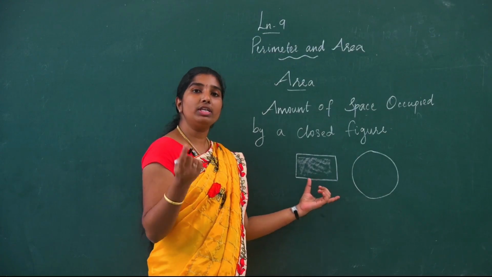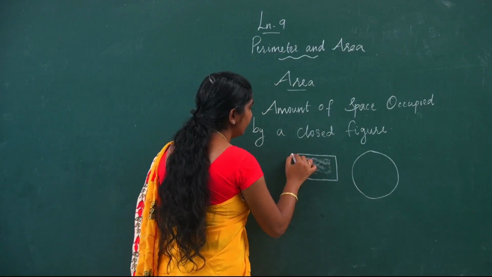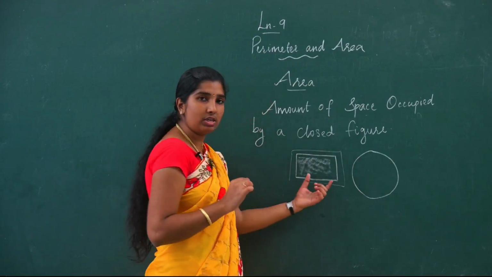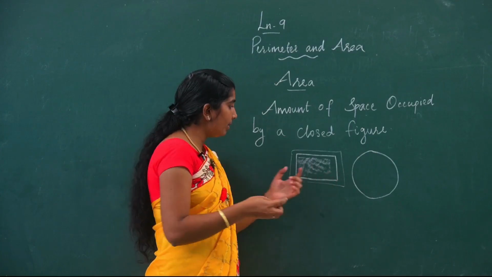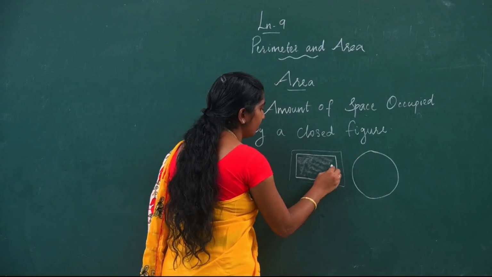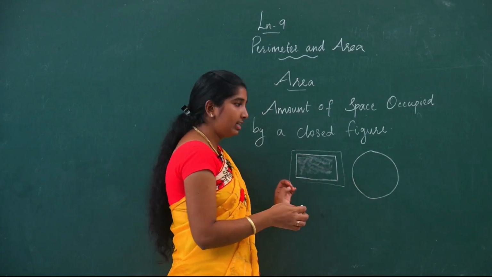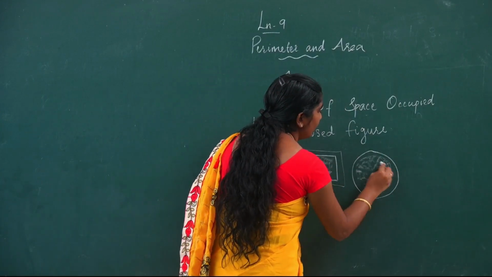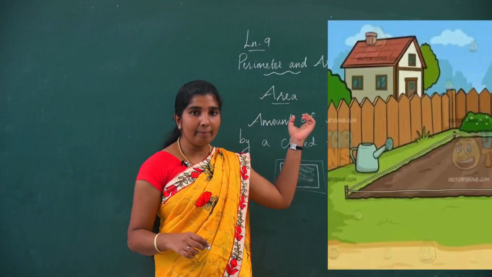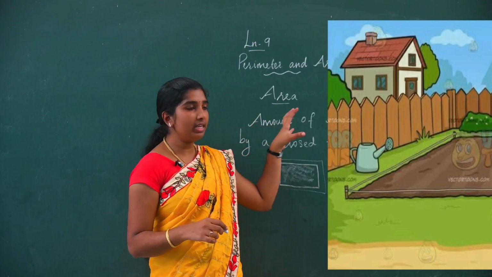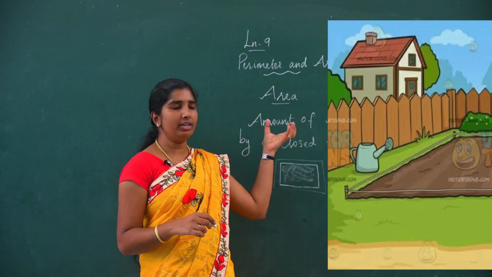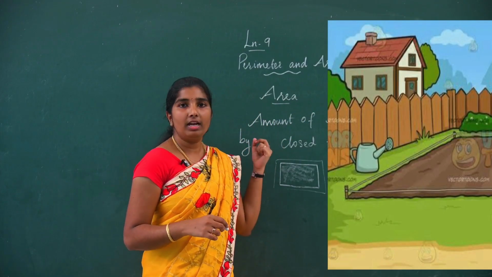We know what perimeter is. The length of the boundary is called perimeter. Area means the inside surface, the amount of surface occupied by the shape. In this circle, this space, this surface is the area, children. In this image, there is a land. Can you see the land in this image, children?